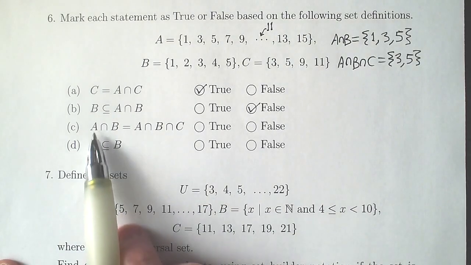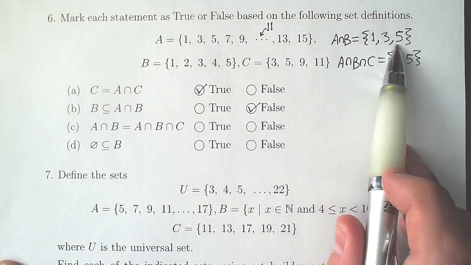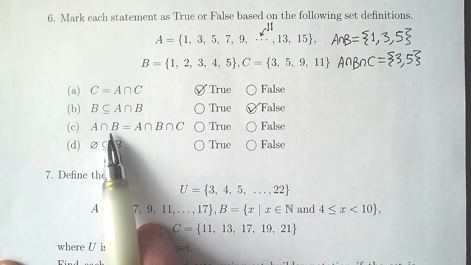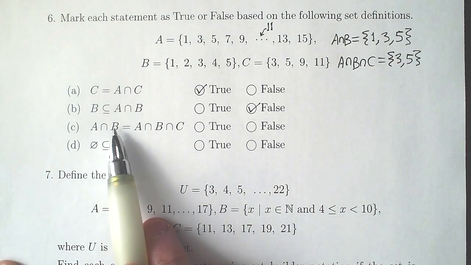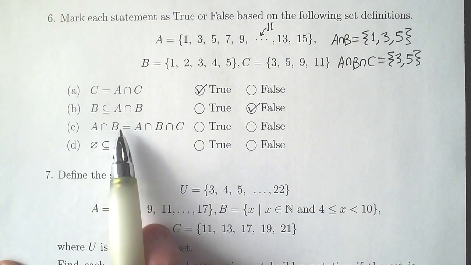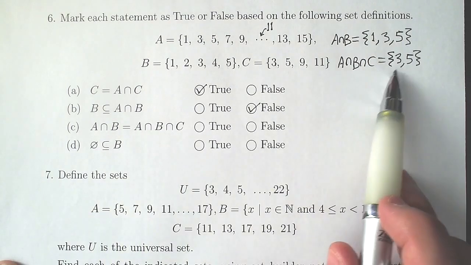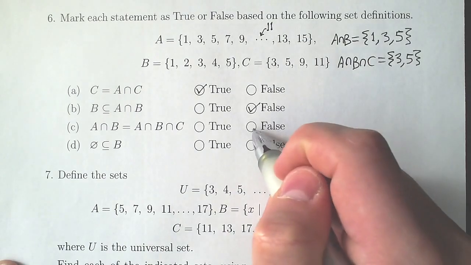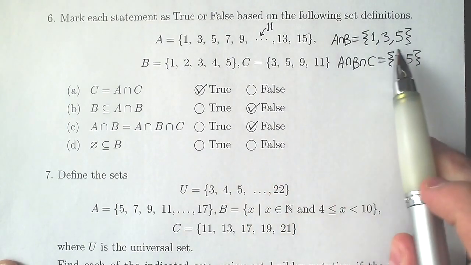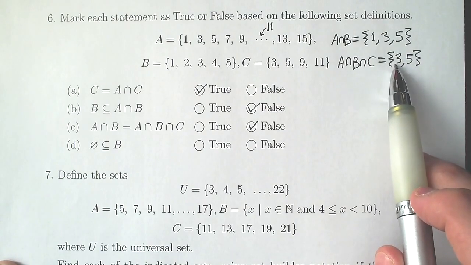Next up, A intersected with B. I have that here, 1, 3, 5. So this is basically saying, does the set 1, 3, 5 equal the set 3, 5? No, because we found them. 1, 3, 5 is not the same as just 3, 5.